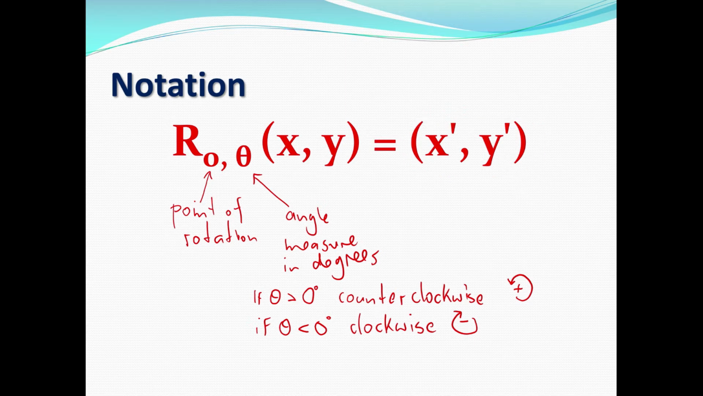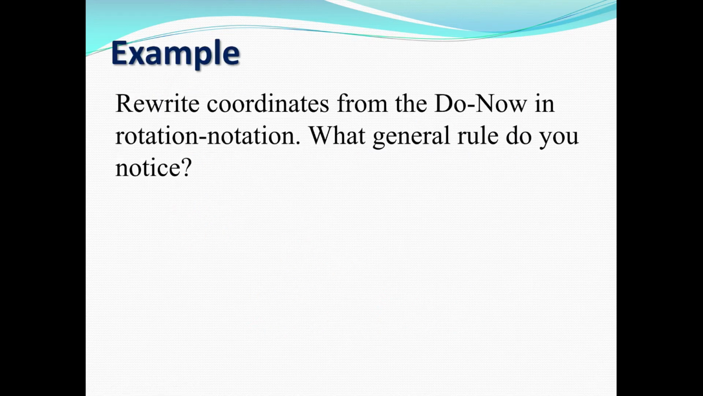So maybe at this point we can ask ourselves, okay, so how do we even find x prime, y prime for the various angle measures, okay? And that's basically today's lesson. Like, for example, let's take a point (x, y), let's say (2, 5), and you rotate it by 90 degrees or 180 degrees or 270 degrees. What are the resulting coordinates of that pre-image? And that's what we're trying to discover in today's lesson, okay? So let's get started with the following example to come up with a standard formula for these. It says here, rewrite the coordinates from the do now in rotation notation. What general rule do you notice? Okay.